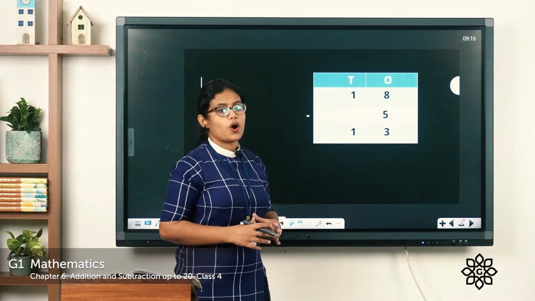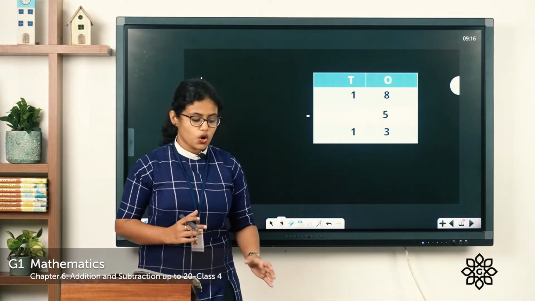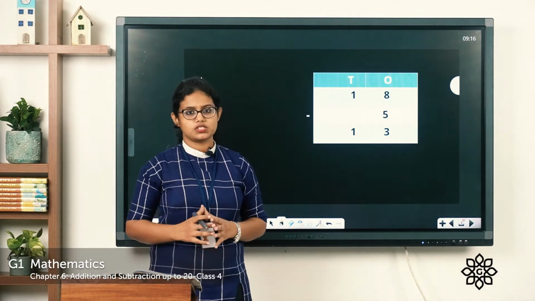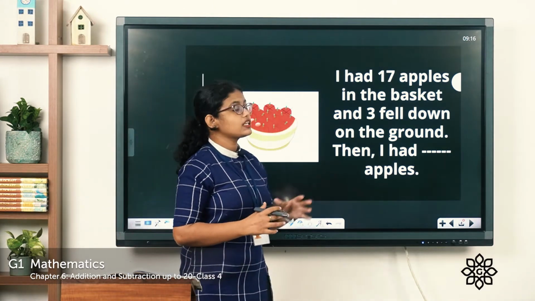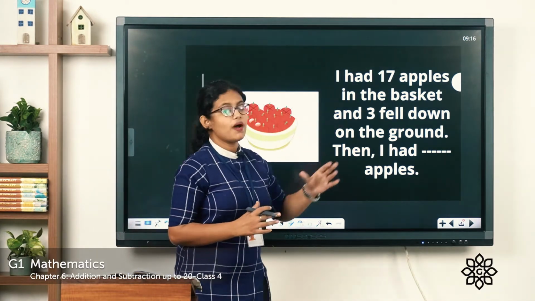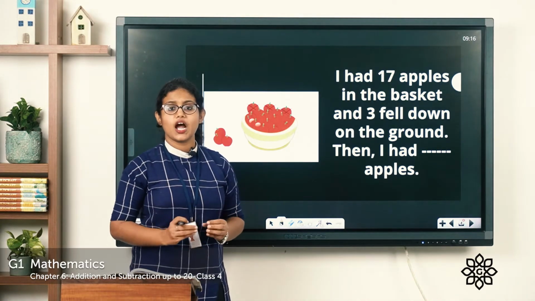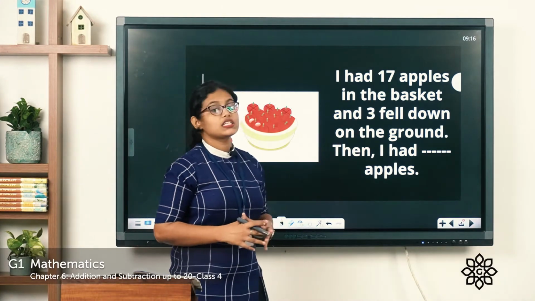And you can take this 1 and write next to 3. So that is 13. So how many filled balloons are there with Surabhi? 13 balloons. Let's see the next one. I had 17 apples in the basket. So you can see the basket here, and here there are how many apples? 17 apples. And 3 fell down on the ground.